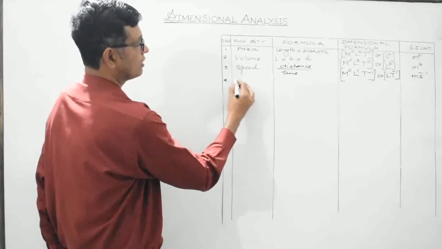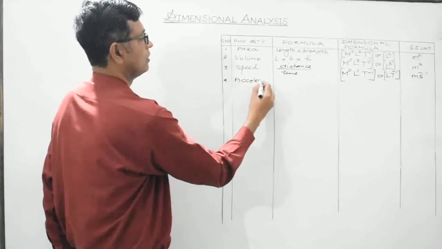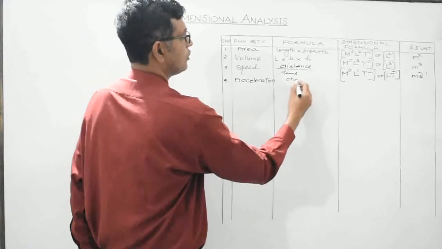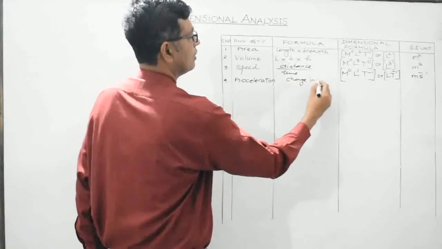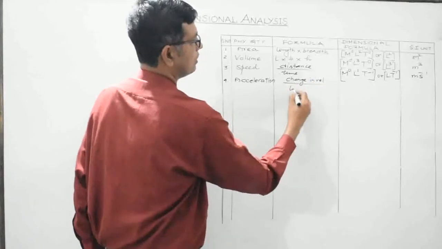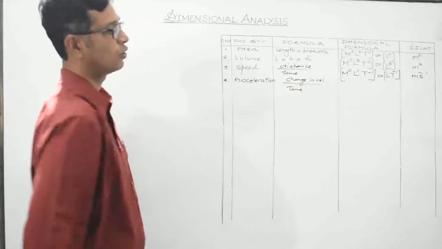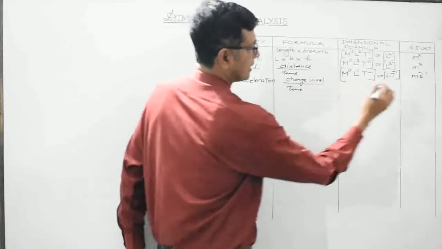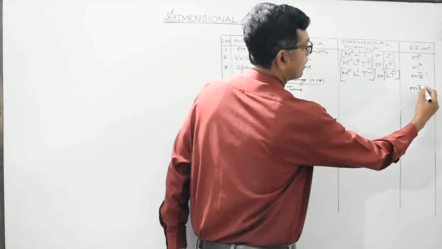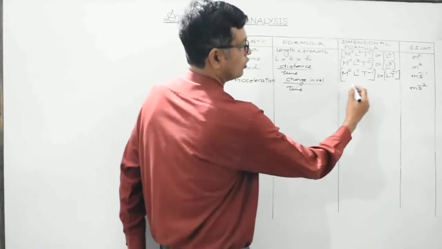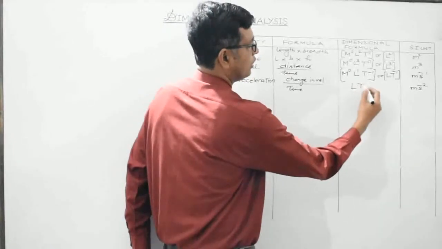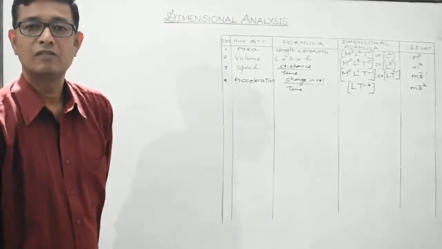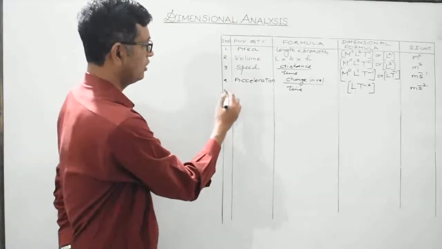Fourth, acceleration. It is time rate change in the velocity. So that is change in velocity divided by time. So what we get is velocity, it's meter per second divided by second. So we get meter per second square, isn't it? So the dimensional formula would be LT^-2. It is independent of mass. Understood? These are the quantities which we all are aware of.